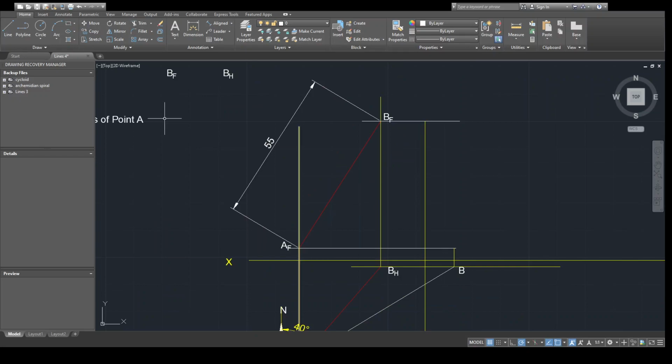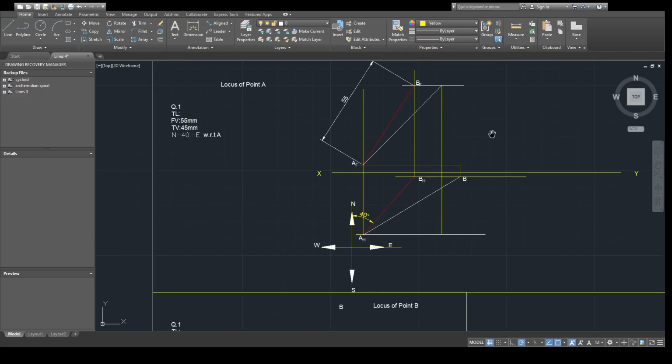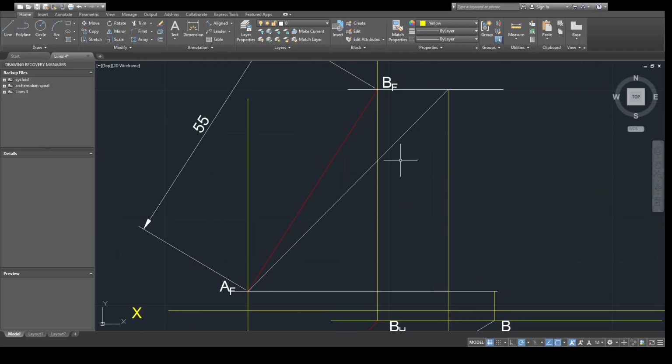This has not connected correctly. Yes. Okay. So by using this way you can easily find out true length in both the views. It has not come correctly. I will draw once again. Yes, this is the point.